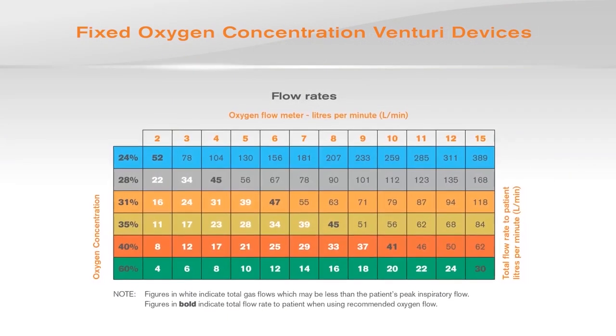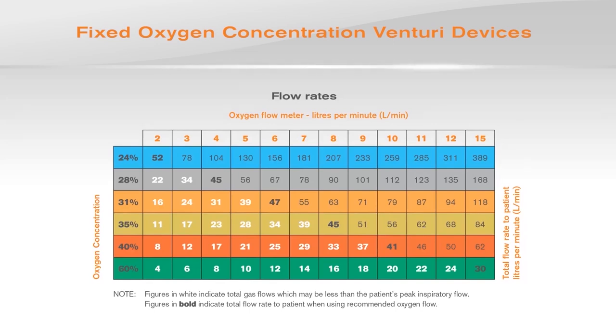It is important to be aware that at oxygen requirements above 40%, the valve may not generate enough total flow to meet high inspiratory demands. There is also a widespread misconception that the oxygen concentration varies with the oxygen flow rate. If the oxygen flow rate is increased, the total flow to the patient is increased, but the oxygen concentration stays the same.